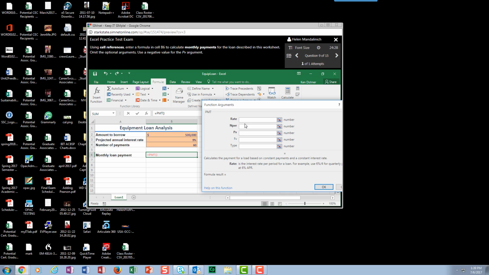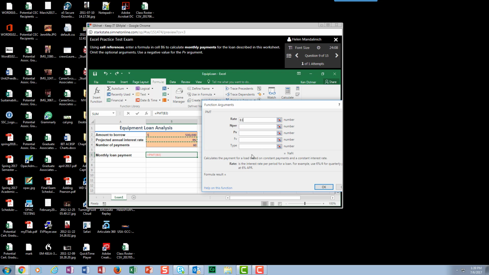So the first thing is I want to select the rate. I'm going to look here and figure out where my interest rate is. My interest rate is in B3. I'm going to click on that, but I want you to notice that this says projected annual interest rate. So this 9% is an annual rate.